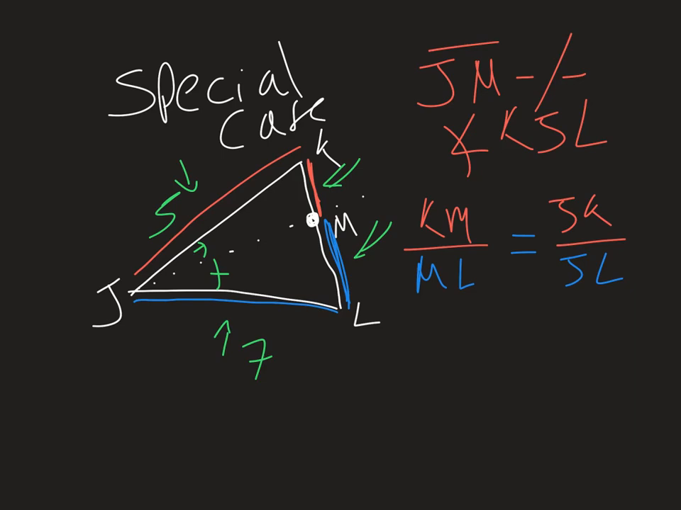So if we knew that KM was 2, we could figure out what ML is if we felt so inclined, and in which case we could also figure out the final side of the triangle. So it's all worth keeping all that in mind. It's more ways to set up proportions to solve for lengths of these triangles.